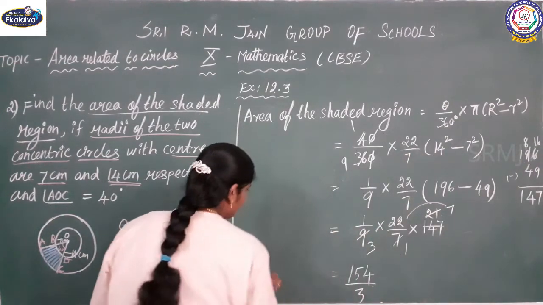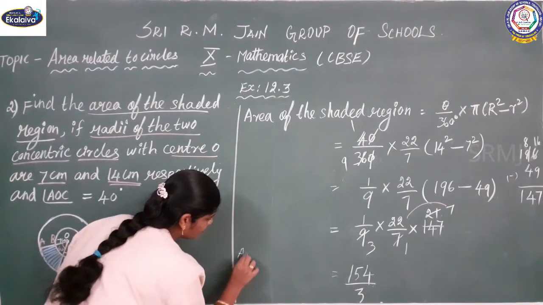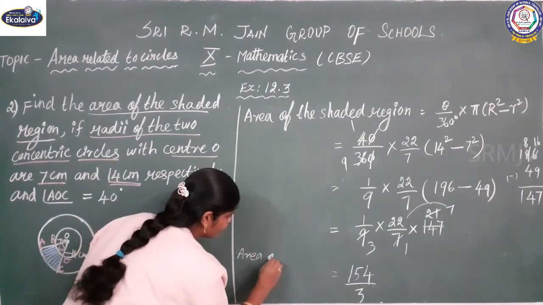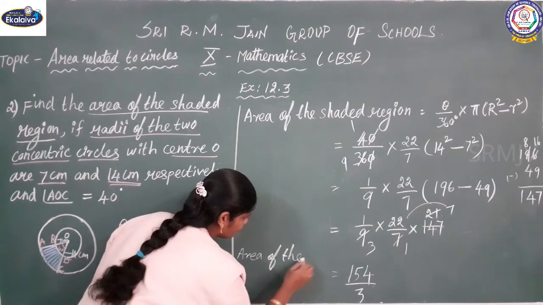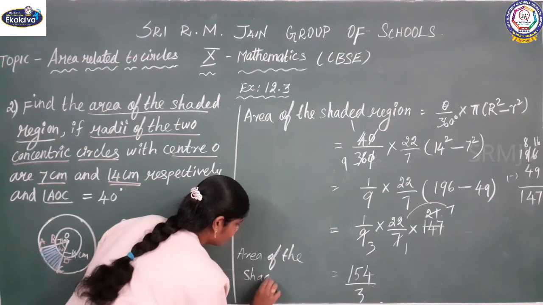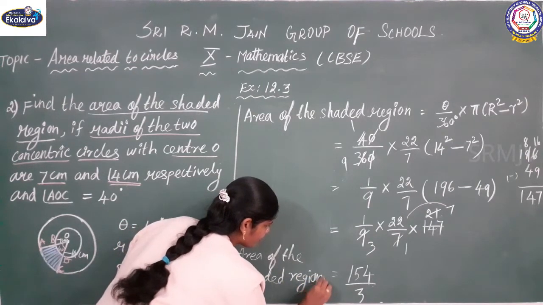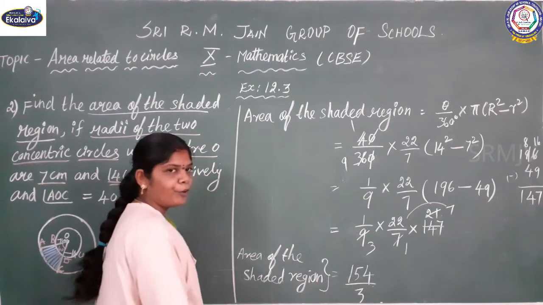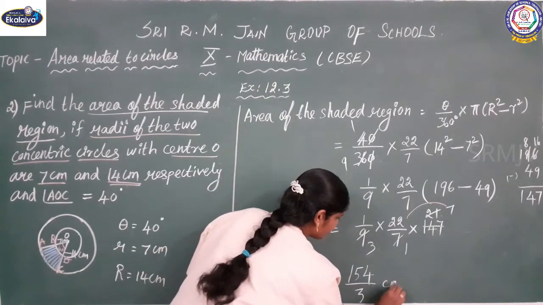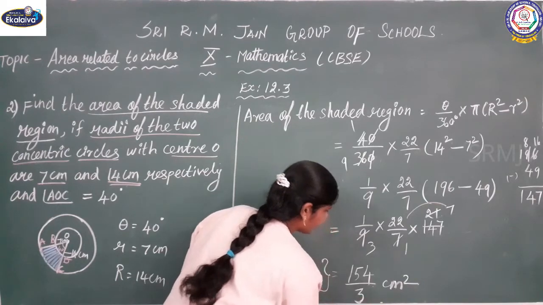Area of the shaded region equal to 154 by 3 centimeter square. Is it clear, children?